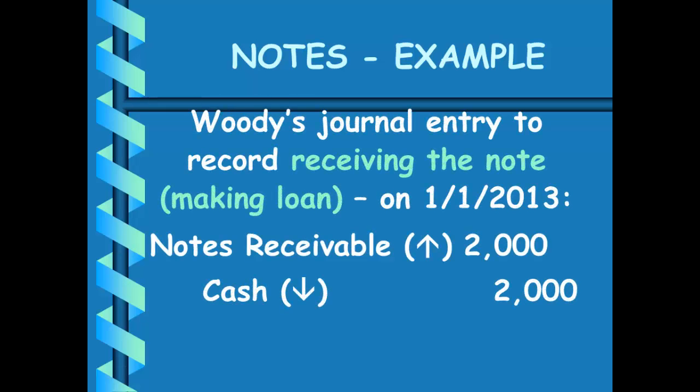Less cash, and asset goes down with a credit. Now notice, anytime I receive a promissory note, I'm going to debit notes receivable to make the asset go up. In this case, I credited cash. Why? Because I loaned him some money. I gave him some cash.